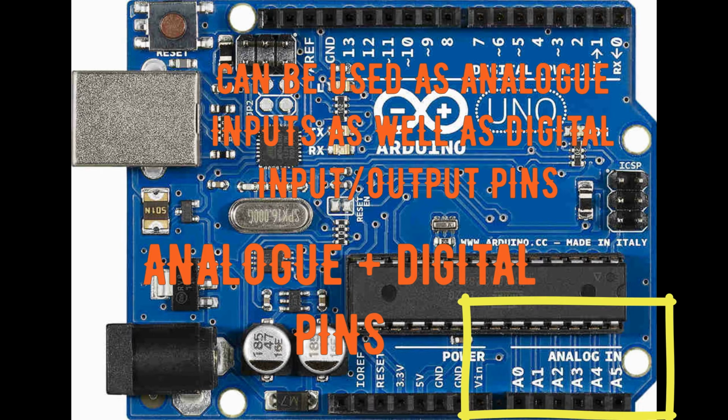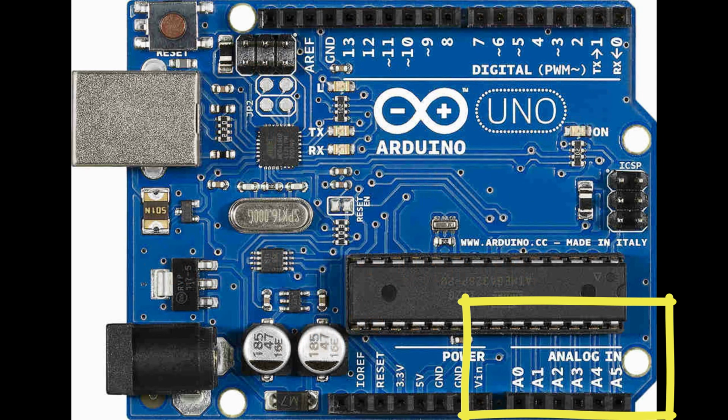Most microcontrollers don't have analog output. Arduino Uno also has no analog output pin. It can output only digital.